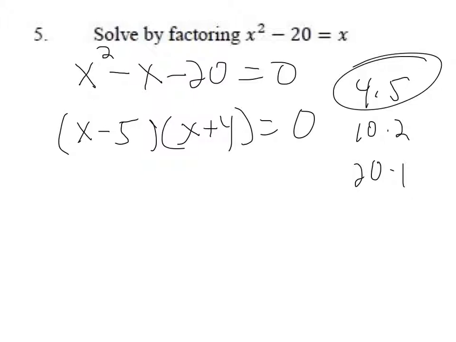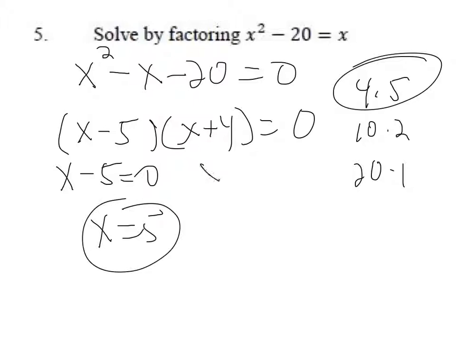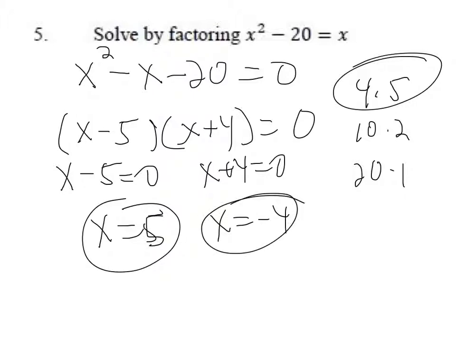So then I ask myself, remember, either one of these can be equal to 0. So when is x minus 5 equal to 0? Well, when x equals 5. When is x plus 4 equal to 0? When x equals negative 4. So those are the two solutions. And as you did some work with last year, and we'll do it again this year, these are where this parabola crosses the x-axis.